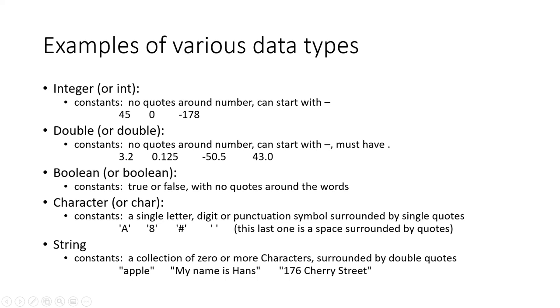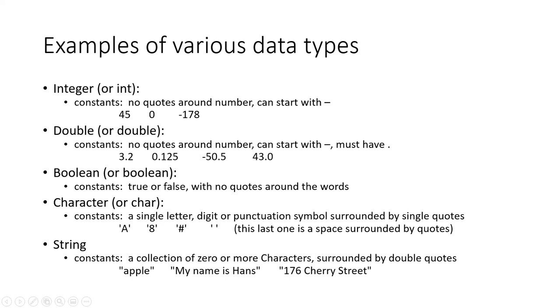A Boolean piece of data is just the word true or false with no quotes around it. Okay. For characters, you have a single letter, digit, or punctuation symbol, something you could type on the keyboard, surrounded by apostrophes or single quotes. Okay, so each of these would be examples of characters. Even this with the apostrophe, space, apostrophe, that would be the way to get a single space.